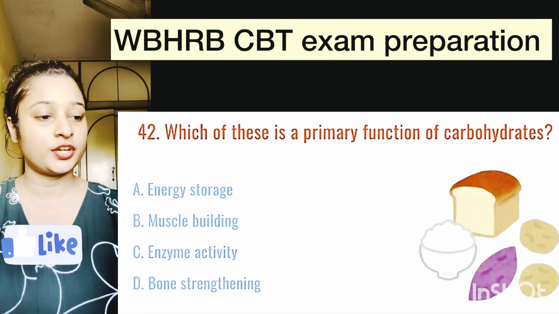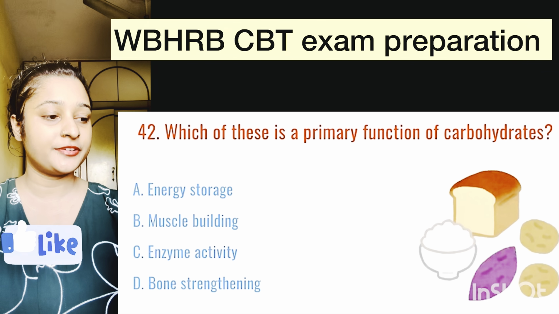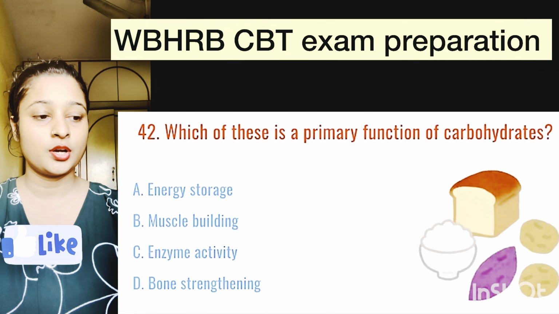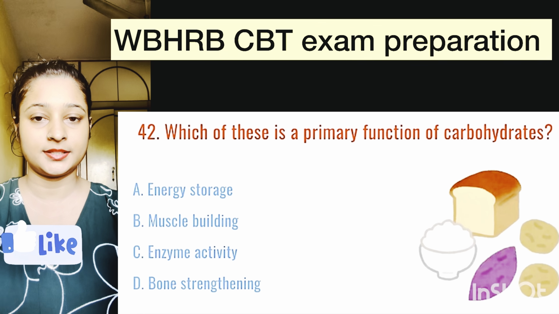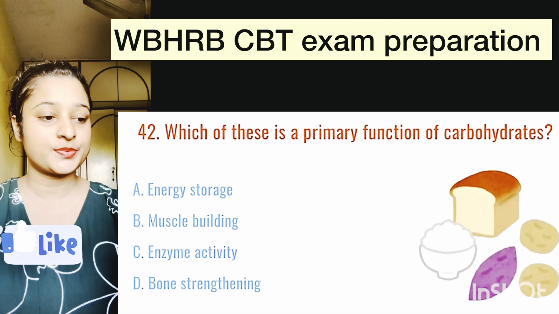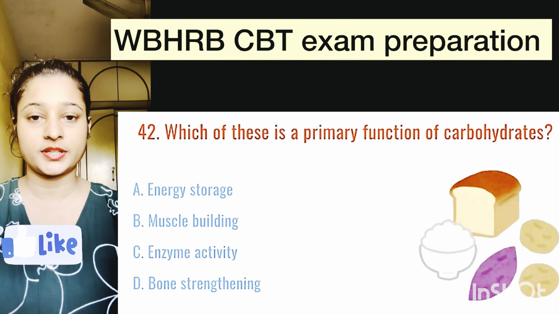Question number 42, which of these is a primary function of carbohydrate? Option A is energy storage, B muscle building, C is enzyme activity and D is bone strengthening. Here correct option is option A energy storage.